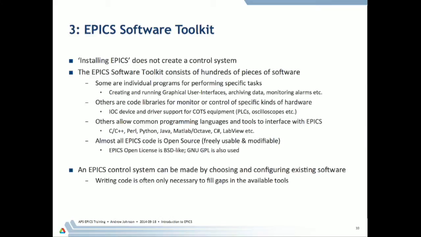And because there's all this software already available, creating a control system can in many cases be done just by downloading software, building it, installing it, and configuring it. You don't actually have to write any code at all. You don't have to write C, C++, or Perl code in a lot of cases. Many of the things the controls group do don't involve writing code at all. They're just configuring parts of the IOC, writing record descriptions, writing screens that can talk to it, but not actually having to write code as such.